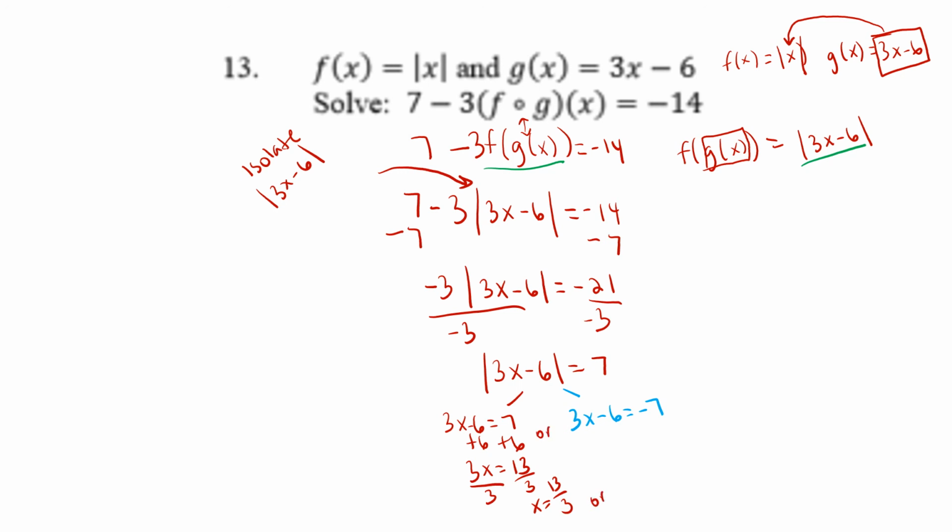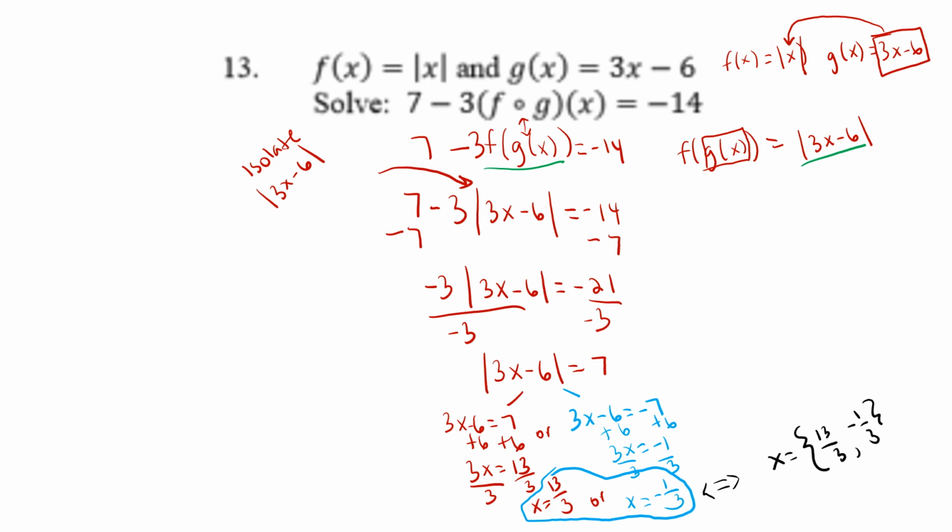Or, we solve that one on the right, same steps. Add 6. 3x equals -7 plus 6 is -1. Divide by 3. X equals -1/3. So that would be your answer there. X equals 13 over 3, or x equals -1/3. The other way you could write it, again, there's the second way of writing your answers. You could choose to write it like this: x equals, with the brace, 13 over 3, -1/3. Those are the same answers. Choose which one you want.